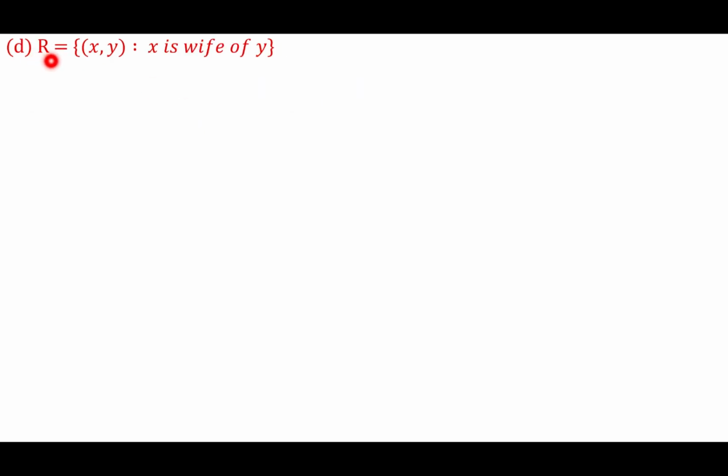Part D. Relation R equals (x, y) such that x is the wife of y. So here x is the wife and y is the husband.